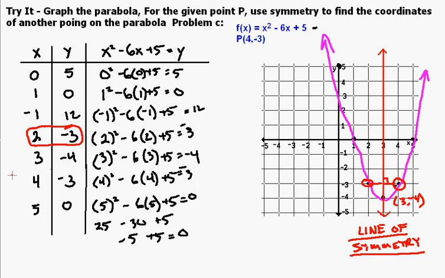So you create your parabola, graph your parabola, pick a point, find the point that's exactly the same vertical height as the original point, and then you can find the x-coordinate. It'll be the same distance from the line of symmetry as the original point. So that's how you do it.